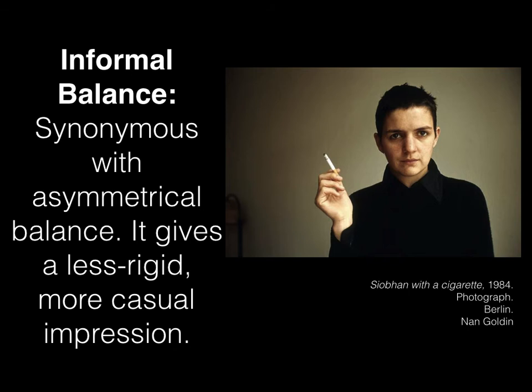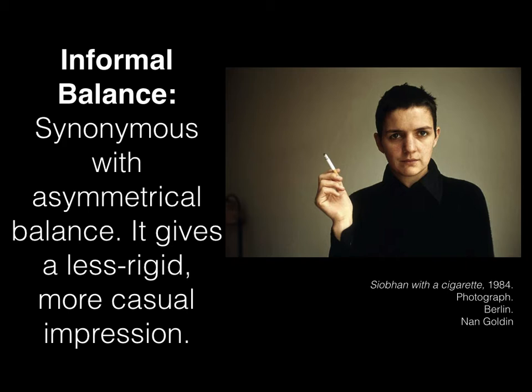Okay, informal balance. So this is synonymous with asymmetrical balance, but it's a little different because it gives us a less rigid, more casual impression. So with the last piece, it was almost mathematical in its asymmetry. This piece is a little bit different. So this is a photograph by Nan Goldin, and in it we see this young woman, and she's kind of a little bit farther on the right side, but her hand with the cigarette to the left side almost balances.